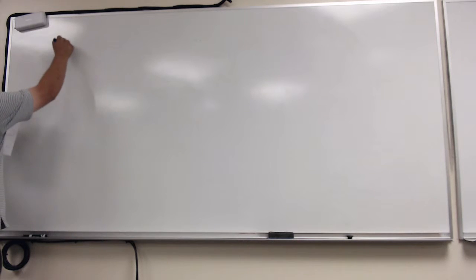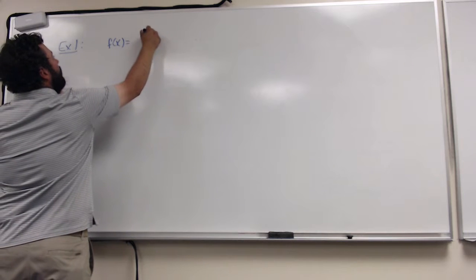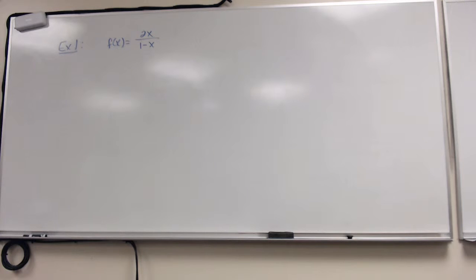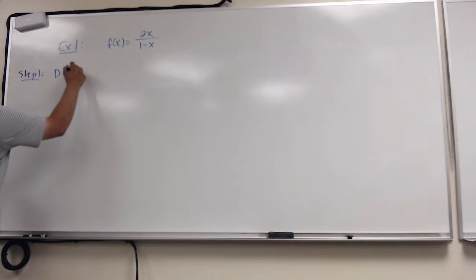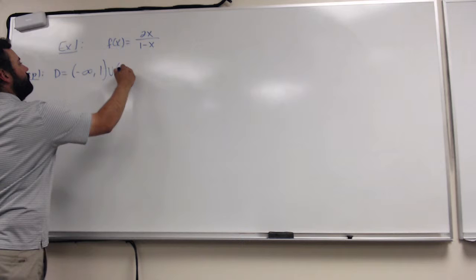Okay, so for example 1, we're going to look at f of x equals 2x over 1 minus x. We're going to state all pertinent information, and we're going to sketch a graph. Okay, so step 1. First of all, we need a domain. The domain is going to be the interval from minus infinity up until what value? So what can't I plug in for x? We can't plug in 1 because we'd be dividing by 0.